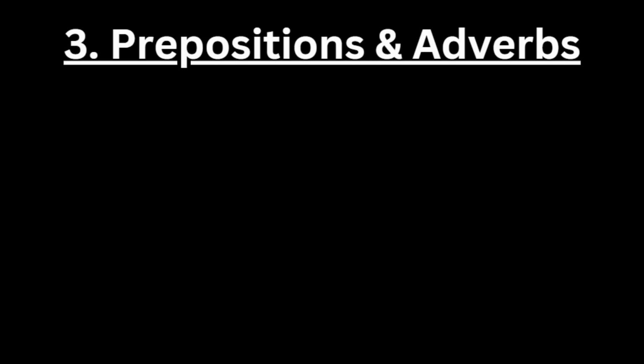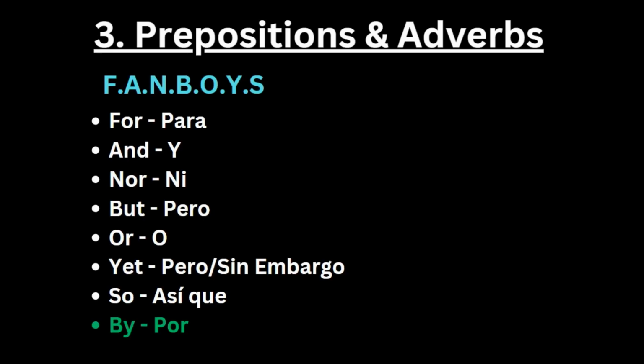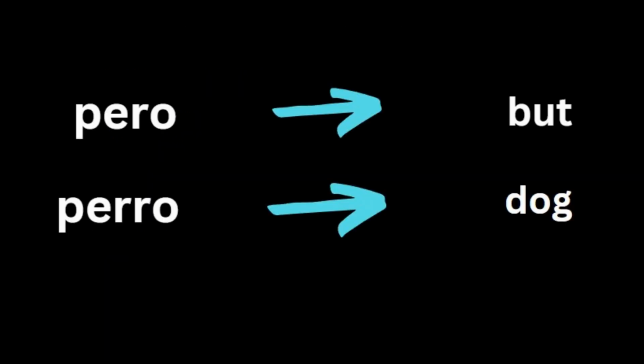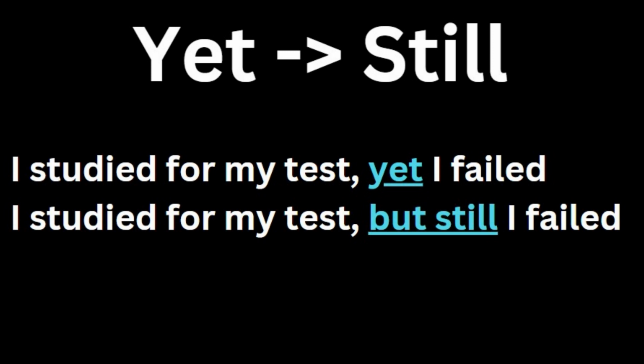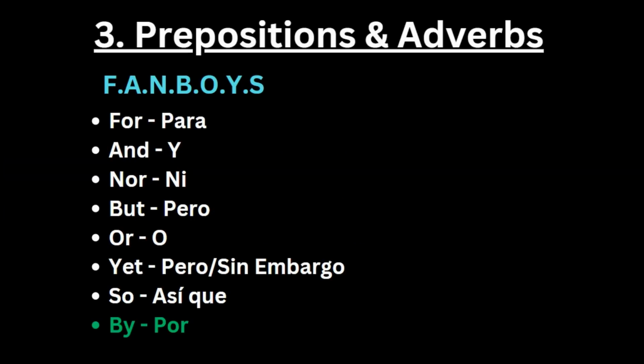Number 3, prepositional words and adverbs. Prepositional words can be fanboys, such as for and nor, but or yet so, and as a bonus, by. For is para, and is y, nor is ni, but is pero. Make sure that you have one R, because with 2 R's, perro, this would be Spanish for dog. Or is o, yet is used as still, as in the sentence, I studied for my test, yet I failed. I studied for my test, but still I failed. This word is actually used as pero or sin embargo. So is así que, and by is por.